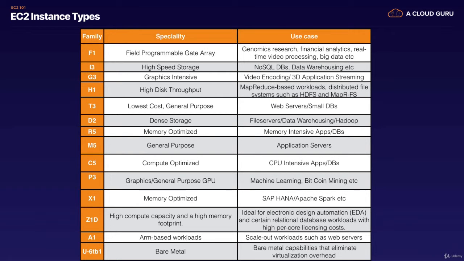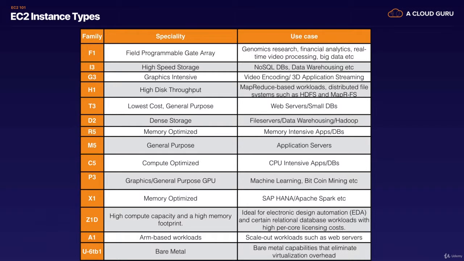We'll start with F1. So this is for field programmable gate arrays. And the use cases for this is things like genomic research, financial analytics, real-time video processing, big data, etc. If you don't know what FPGA is, go ahead and look it up. It's really interesting stuff. Effectively, it allows the chips to be reprogrammed after being manufactured, so rewired in a sense. But it's completely beyond the scope of this course, but it is interesting tech.